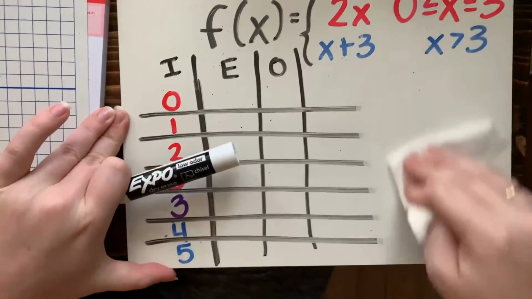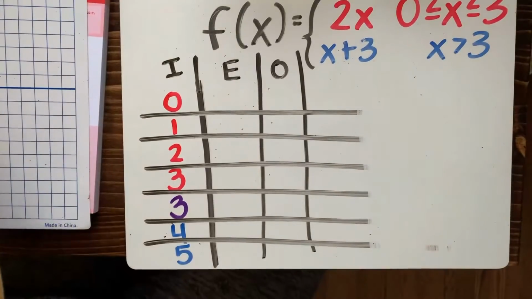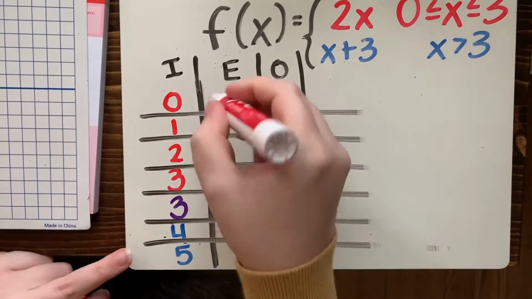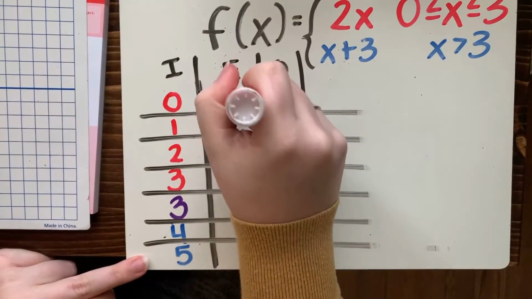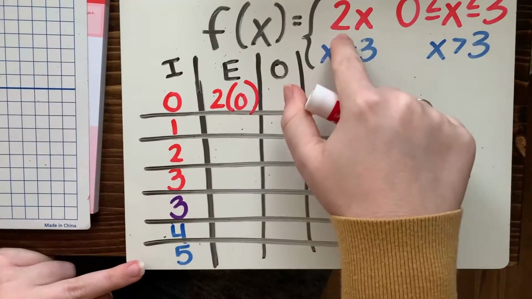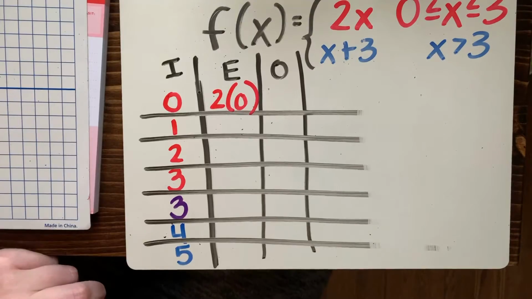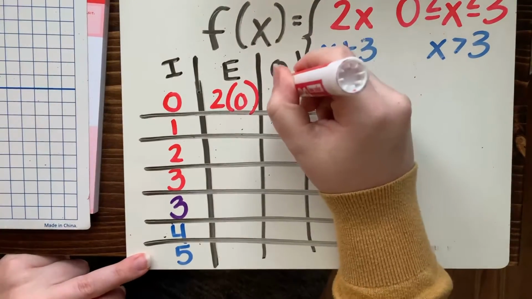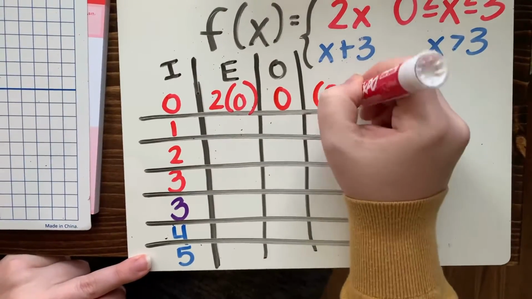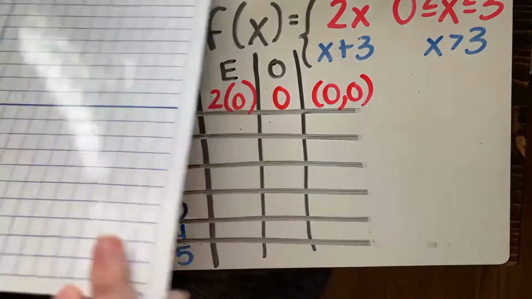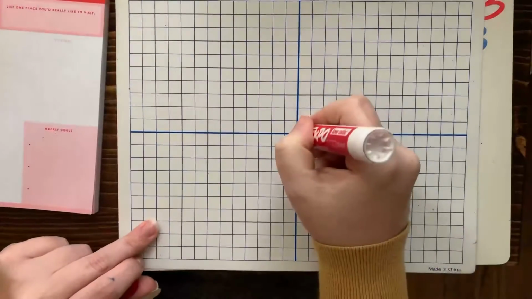So if I input 0, that's going to be 2 times 0, because it's a part of my red part, and my red part says I'm going to multiply all my inputs by 2. So 2 times 0 is 0. My first ordered pair is 0, 0. So I can come to my graph, and my first point is going to be 0, 0.